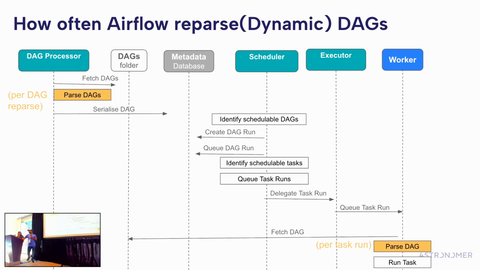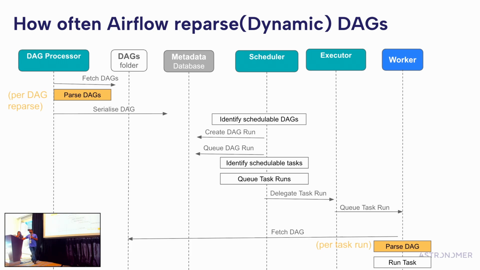I would now like to discuss how the dynamic DAGs, or the DAGs, get reparsed in Airflow, right? In this workflow, I would not be going into detail of how the task gets to the scheduler, executor, and worker. What I would like to emphasize is that when the DAG processor parses the DAGs folder and gets all the DAGs into the metadata, it's not only that. Even every worker has to parse DAGs from the DAG folder.